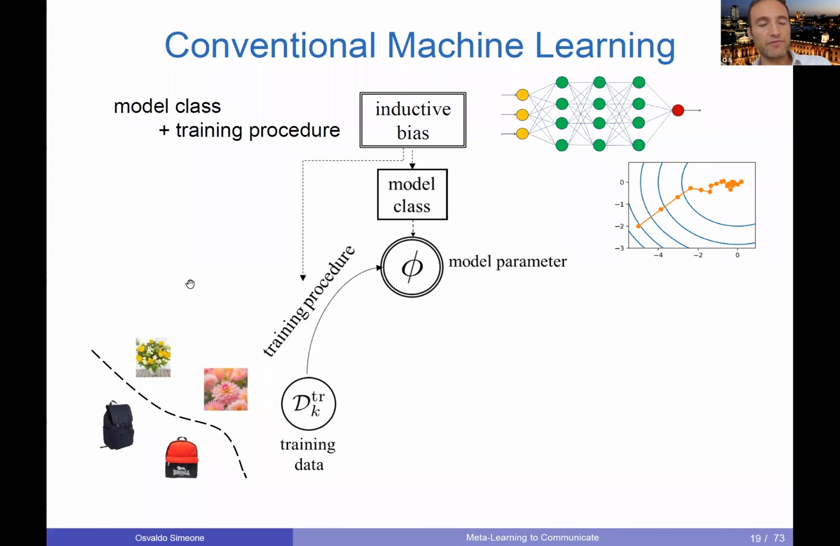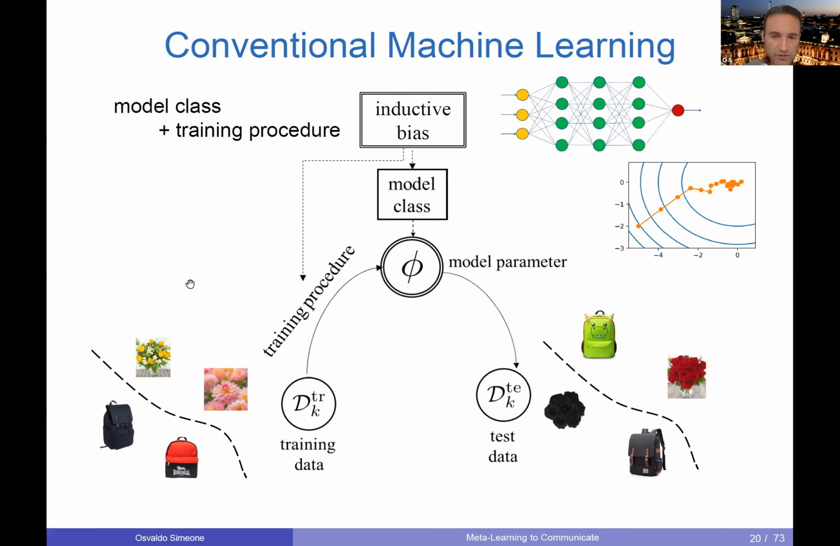And then to test if this model works well, we need to check that it generalizes, right? It generalizes outside the training data. So in particular, to test data drawn from the same distribution of the training data. So we take more images of backpacks and flowers, we apply the classifier, and we check the test accuracy. And we see how the model works and how it has generalized.